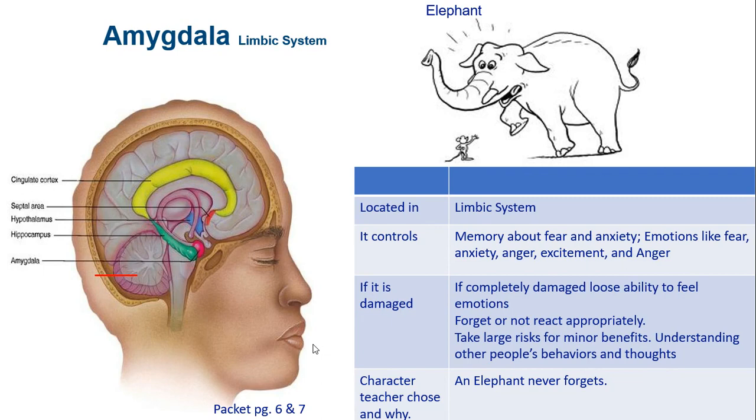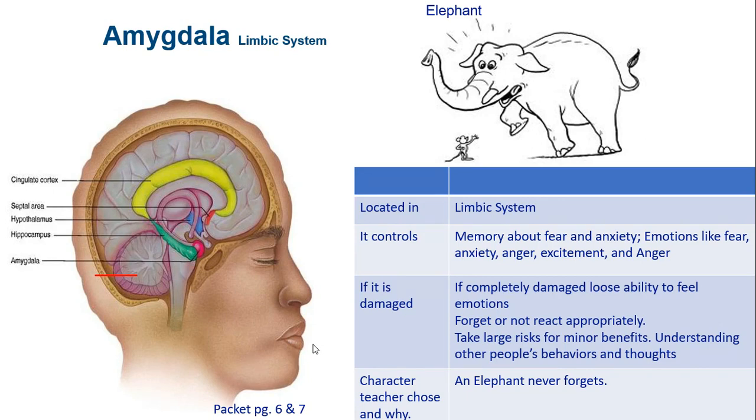And so sometimes people think of memories like, oh, I remember the one time that this happened. No, not those kind of memories. Your amygdala is memories about the reaction. If you were to damage your amygdala, then you would lose the ability to feel emotions correctly. You might forget or not react appropriately. Research suggests that people who have minor damage to certain parts of the amygdala don't know how to assess risk correctly. And so they'll take big risks for things that have very little payoff.